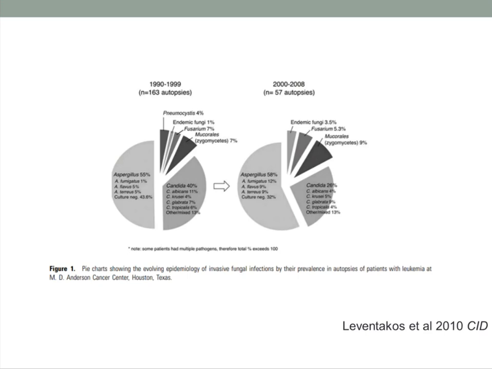This is another one from 2010, similar things: patients with leukemia who died and had autopsies afterward. You can see that the proportion of Candida has gone down, but Zygomycosis has gone up a little bit, from 7 to 9%. The different species show a difference as well. You can see by subspecies how things have changed, and a lot of that is due to prophylaxis patterns. Even for Aspergillus, fumigatus has gone up a little bit, and our culture negatives have gone down.